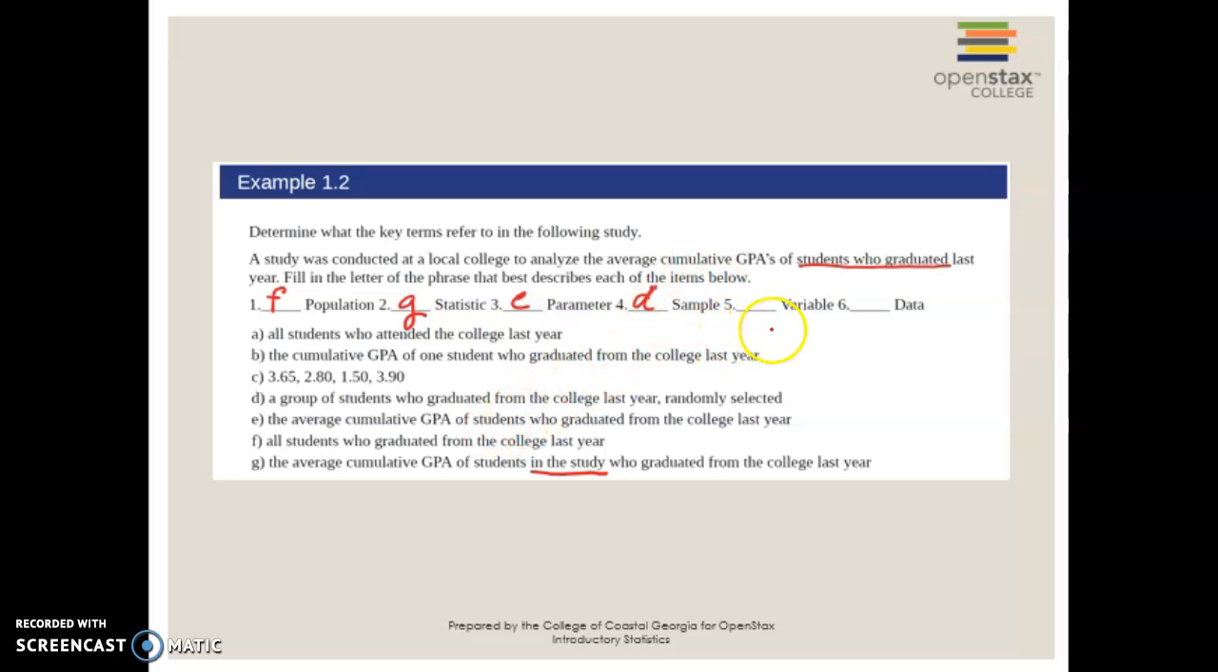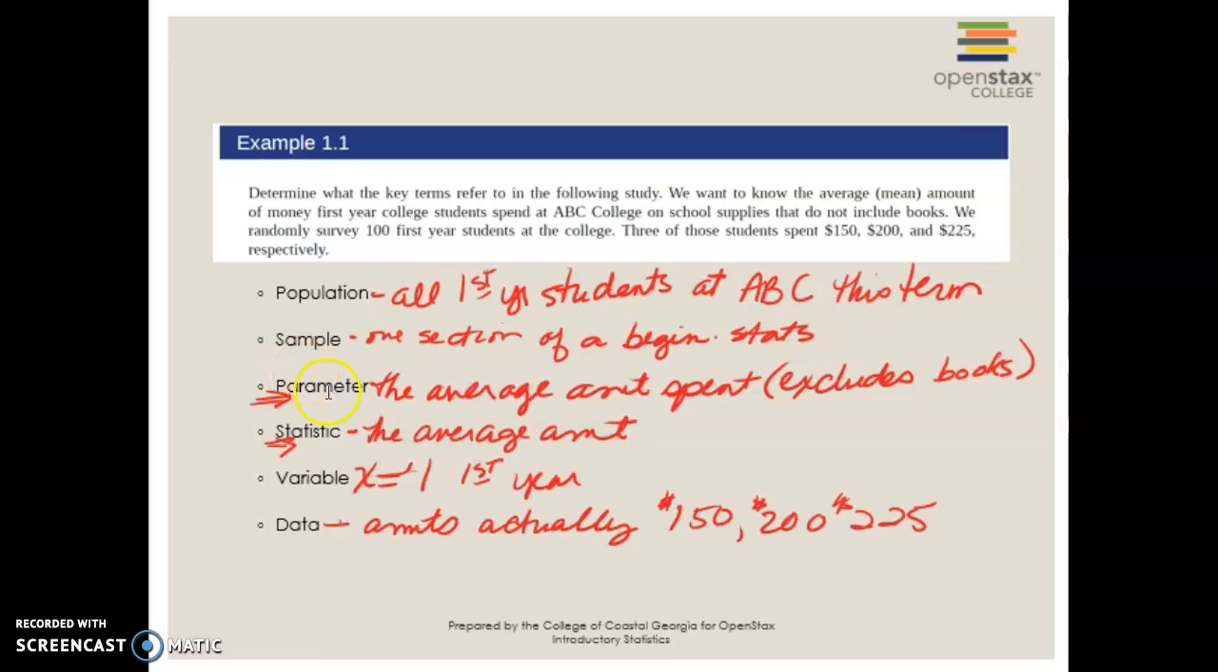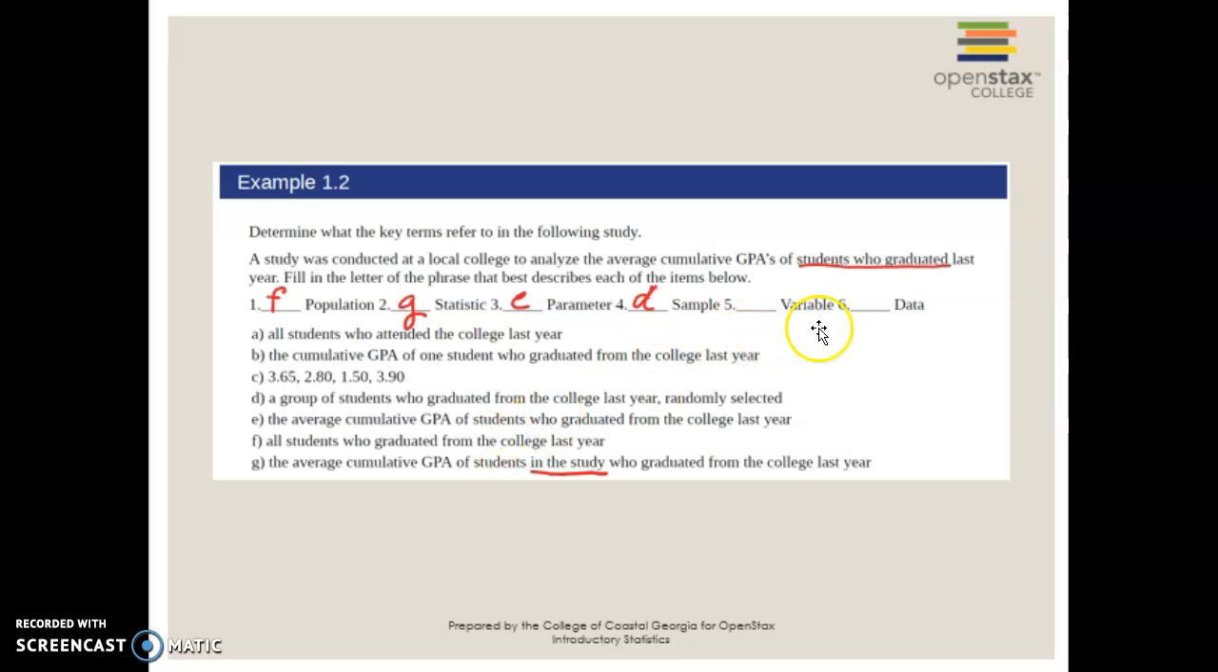Okay, 5. Your variable. Remember how the last one went with the one first-year student? So that's what we're going to do here for your variable. Go with the one student if we can find one. There we go. B is the cumulative GPA of one student. And then your data in there. Well, there you go. C, when you've got actual values that you're looking for.